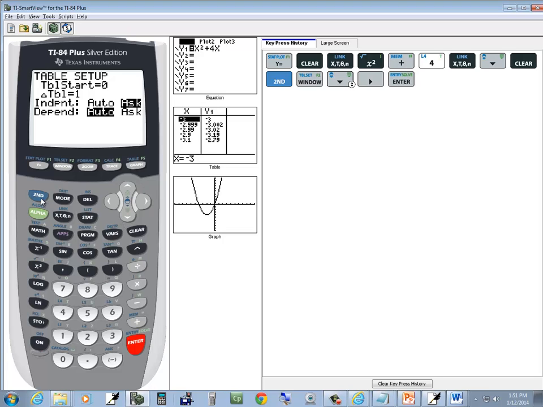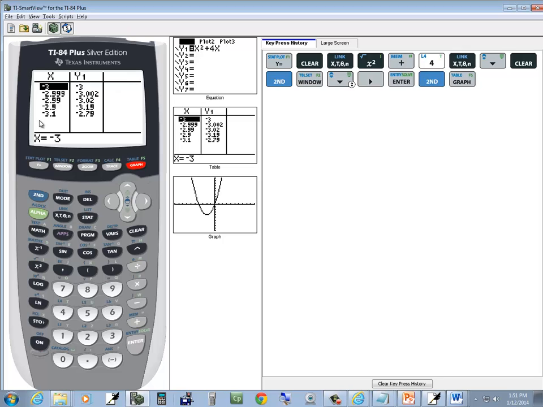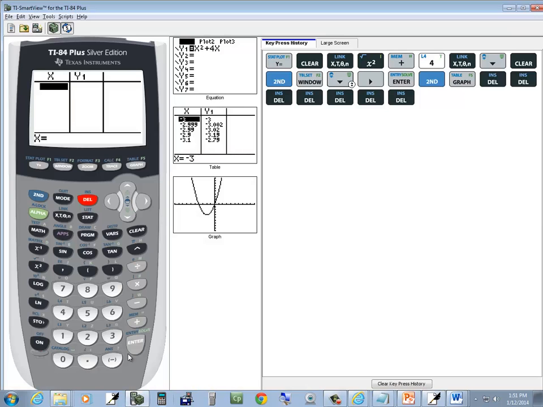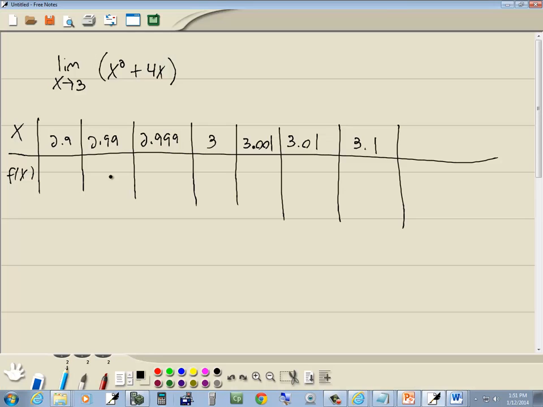Okay, now we want to go to the table. So if we do second graph, it takes us into table mode. And unless you've already done this before, you probably don't have anything here. I'll press delete over and over to clean mine out. And we'll put in the first number, 2.9. And we get 20.01.